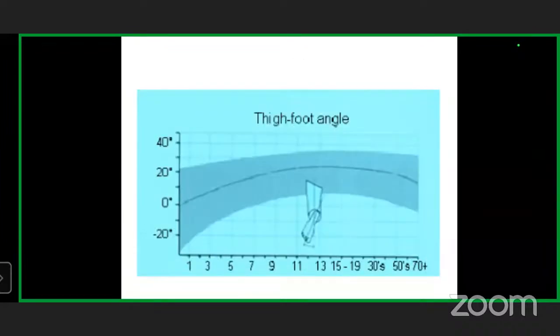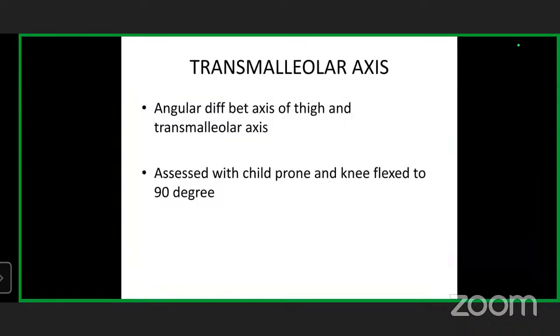This thigh foot angle will tell that there is a problem either in the transmalleolar axis or in the foot. So this is not very specific for localizing the deformity. It will tell that there can be a problem in the transmalleolar axis, or in the torsion, or in the foot also. If there is more than one deformity, the thigh foot angle will be abnormal.